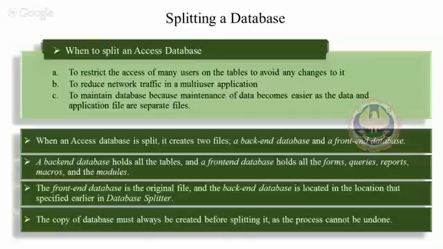Once the split is done on the copy, that means there is one front-end file which is having all the forms, queries and reports and macros and modules, and the backend file would be having only the tables. Tell them that if the backend file is deleted, they will not be able to make use of the other things in the front end.